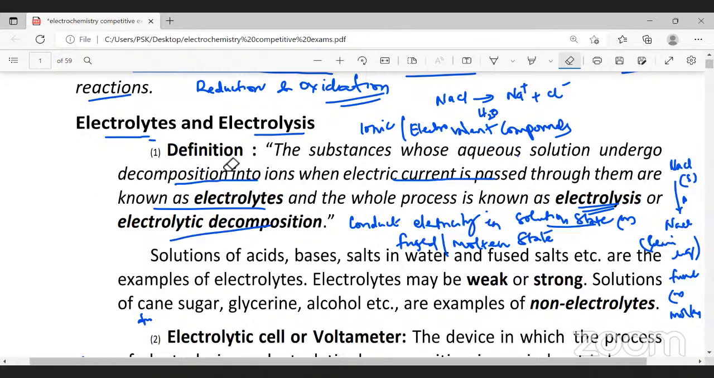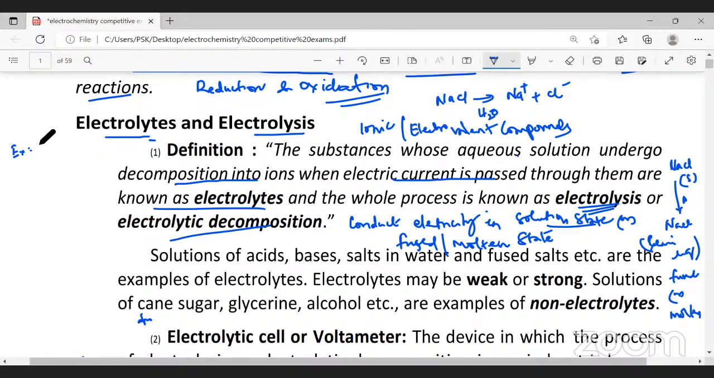Sodium chloride in water is called as what? Aqueous solution of sodium chloride. So aqua means water. A substance whose aqueous solution undergoes decomposition into ions when electric current is passed through them is known as electrolyte, and the whole process is known as electrolysis, or it's also called electrolytic decomposition. Now, examples for an electrolyte.